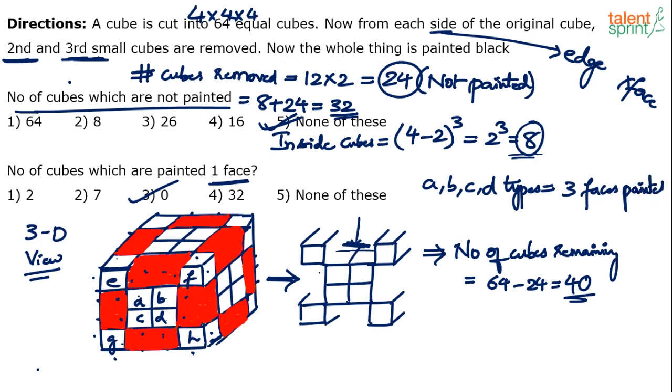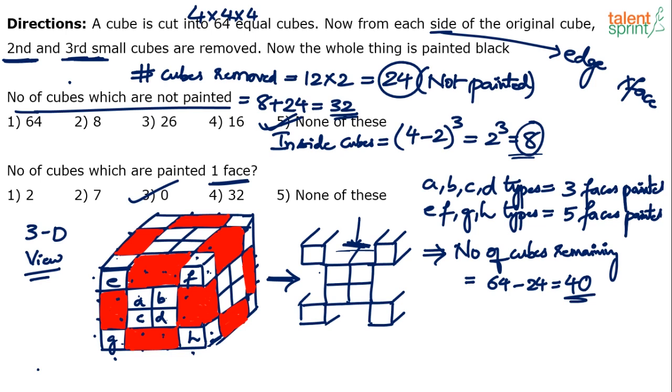Similarly, EFGH types. EFGH types are all corner cubes. How many are painted? For F, front is available, top is available, right is available, left is also available, and see this side, the back of F is also available. Only the base is not available for F. The other 5 sides are open: front, right, left, top, and the back. So 5 faces are painted for all the corner cubes.